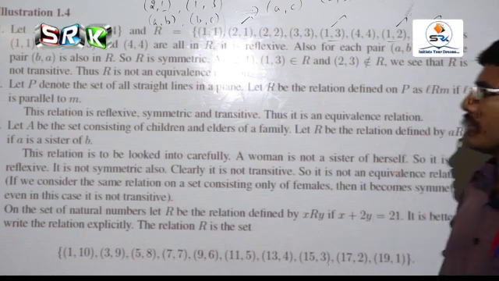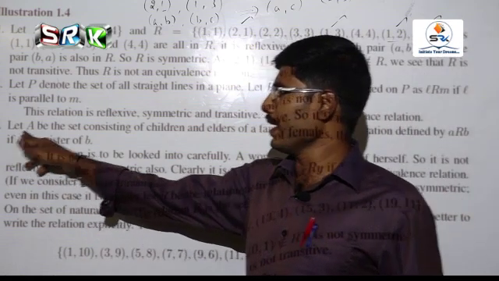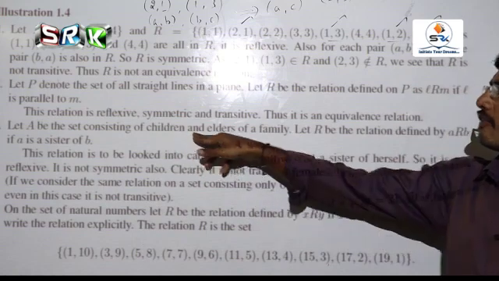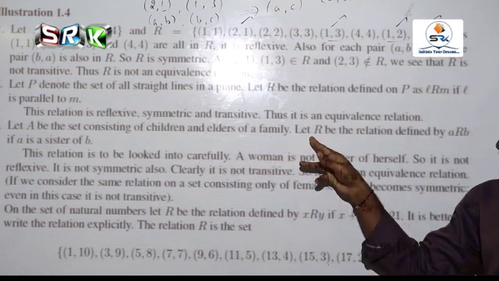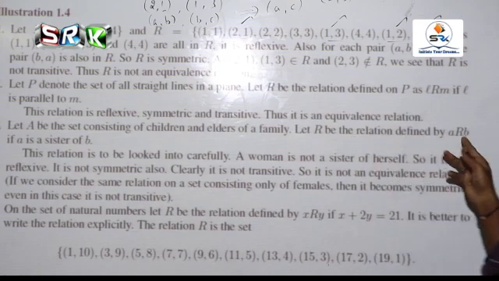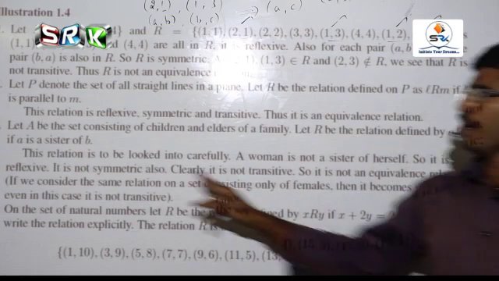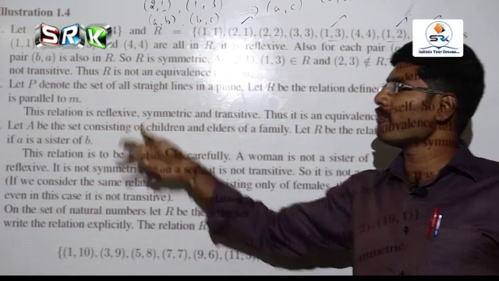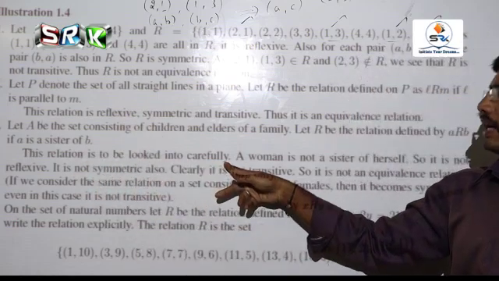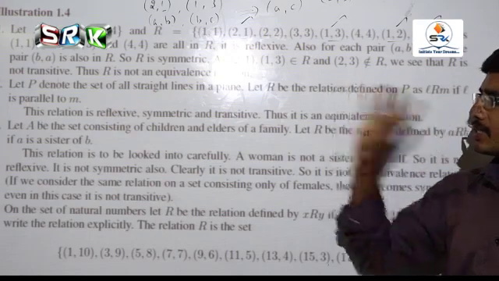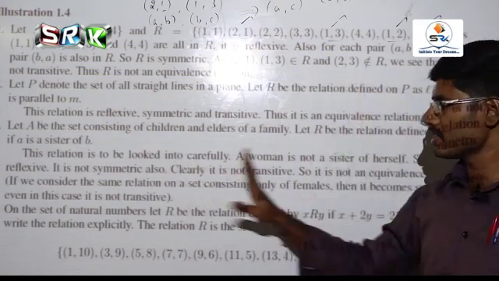Okay, and what about the next one? Let A be the set consisting of children and elders of a family. Let R be the relation defined by A R B if A is sister of B. This relation is to be looked into carefully. Now, I am going to listen to this carefully.